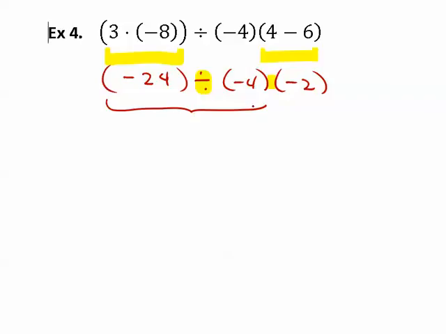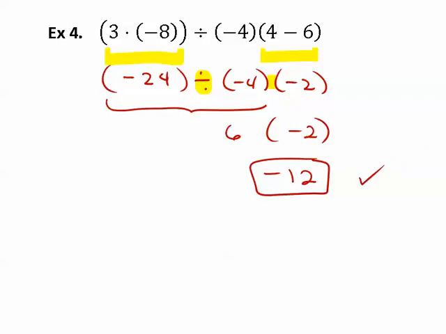Now some people might say, well, John, you have parentheses. Well, parentheses mean work inside of the parentheses first. Well, inside the parentheses, there's nothing to do. We have negative 4. There's nothing else you can do with that. Inside the other parentheses, there's a negative 2. There's nothing else inside of those parentheses to do. So, division first. Negative 24 divided by negative 4 is a positive 6. Then 6 times negative 2 is negative 12. So we simplify this expression and we got negative 12.